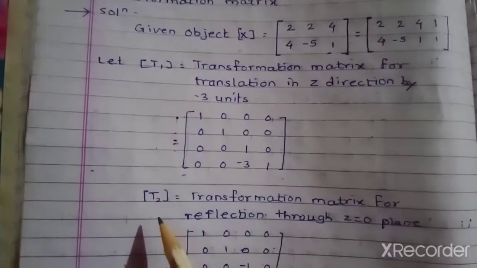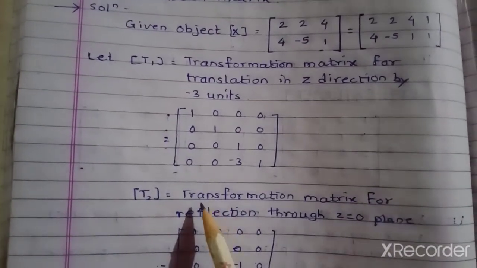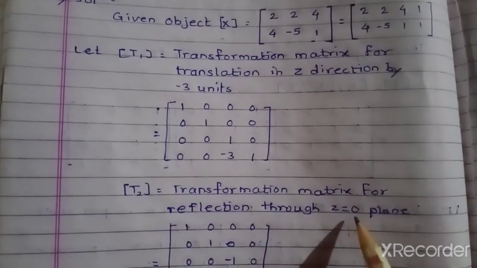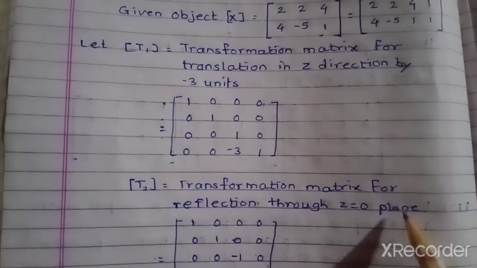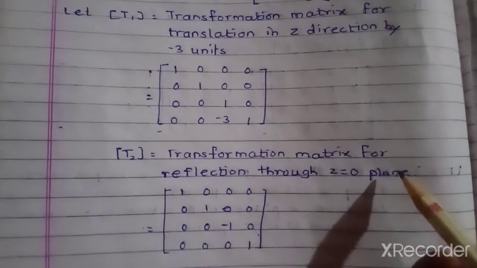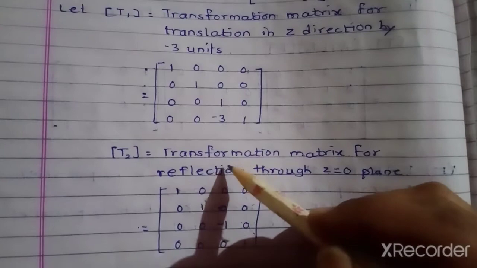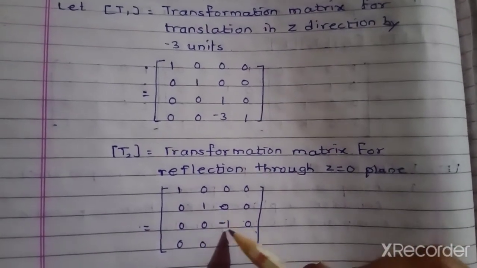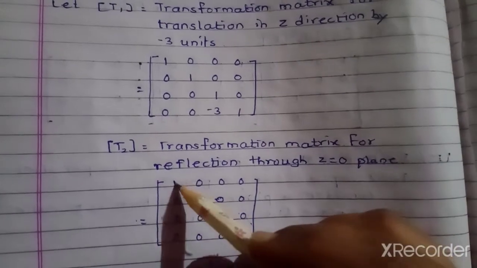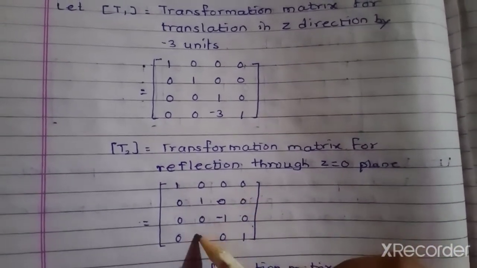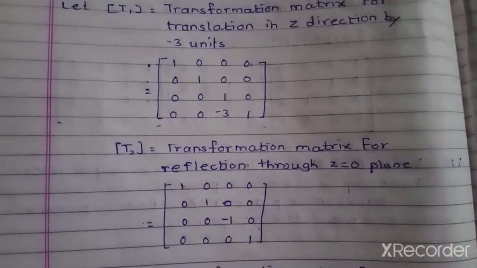Second, the T2 matrix. Transformation matrix for the reflection through the z equal to 0 plane. So for reflection through the z equal to 0 plane, at that time we again write the entry at the intersection of the third column and third row as minus 1. Other diagonal entries are 1 and all remaining off-diagonal entries are 0.